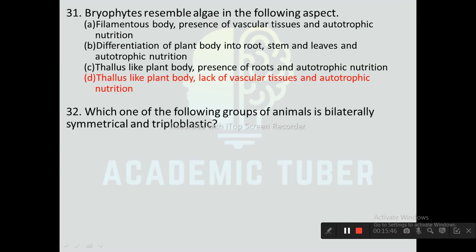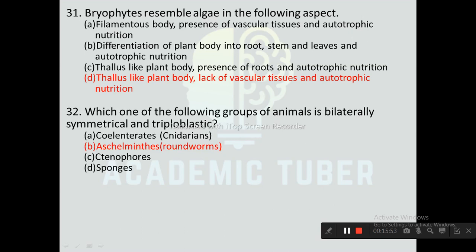Next one, which one of the following group of animals is bilaterally symmetrical and triploblastic? And the options are Coelenterata, which are also known as the cnidarians. Next one is Aschelminthes, roundworm. Third one is ctenophores, and fourth one is sponges. And the right option is option B, that is Aschelminthes, roundworm.